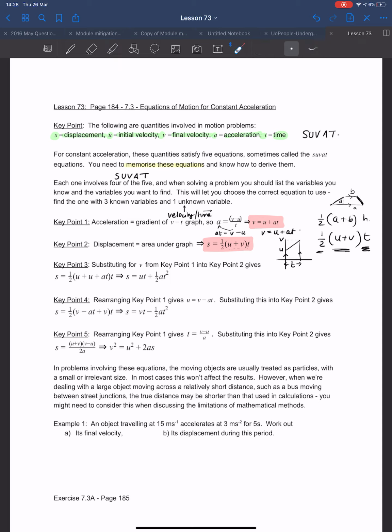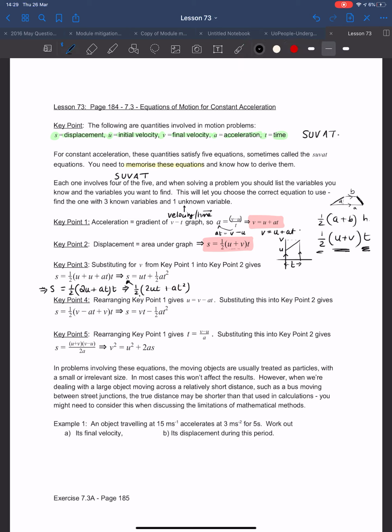Okay, key point 3. Substituting for v from key point 1 into key point 2 gives, so this v has gone into there, look. Key point 1, v is u plus at. So put u plus at where that v is. So it's a half (u plus at) times t. So S equals, right, there's a few steps in there. So this is a half of (2u plus at). So it means that S is a half (2u plus at), and then times t on the outside. Now, multiply the half through. Let's multiply the t in first of all: 2ut plus at squared. And then we can go to that one there after this, because a half times 2ut is ut, and a half times at squared is a half at squared.